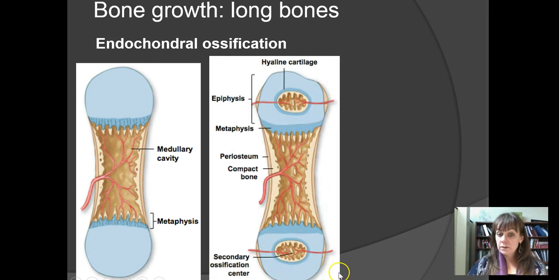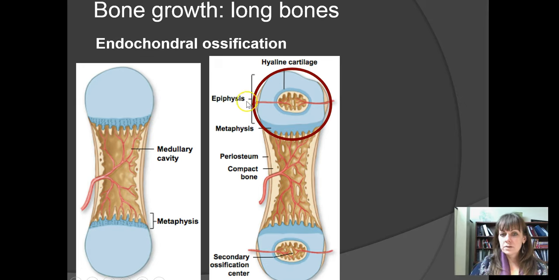What happens now is that we get two secondary ossification centers. We have new blood vessels that invade the epiphysis region and set up a bone-making center, one in the epiphysis here, another in the epiphysis here. And this starts making bone, tearing down the cartilage from the inside out and replacing it with bone.